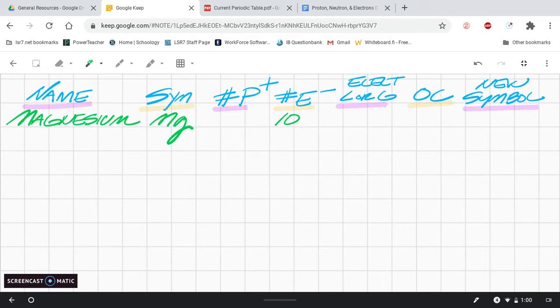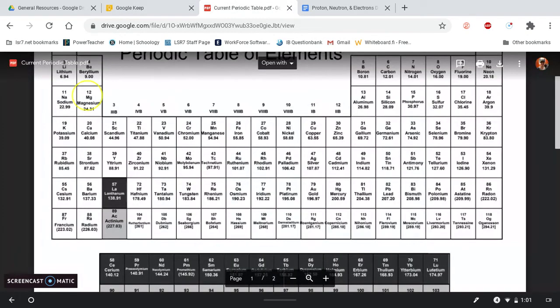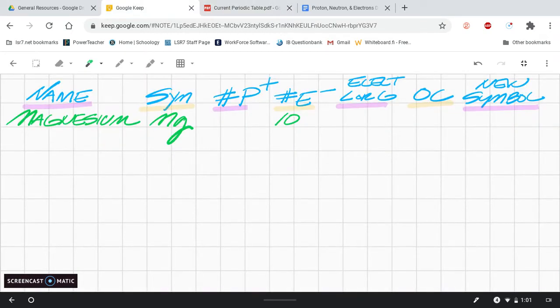Protons. Okay, so think back. We just learned this. Protons are going to be the top number. The top number is 12 for magnesium, right? So you see that top number is 12. So we'll come over here. And I had to abbreviate it. I was going to run out of space, so just P plus for protons. So number of protons, that's going to be 12.